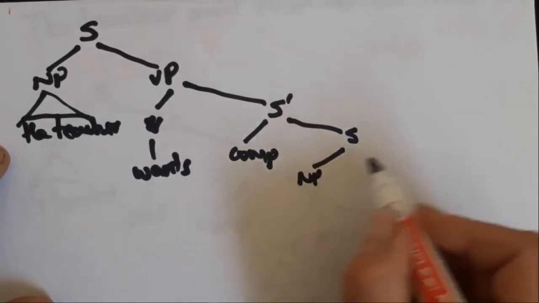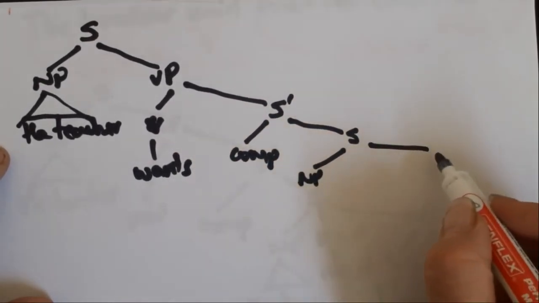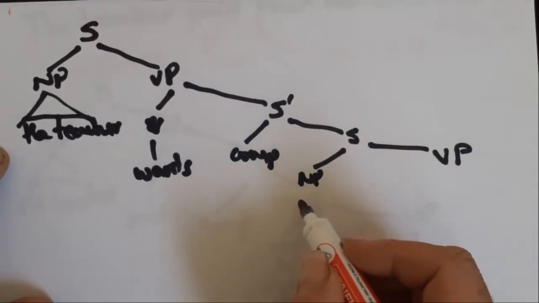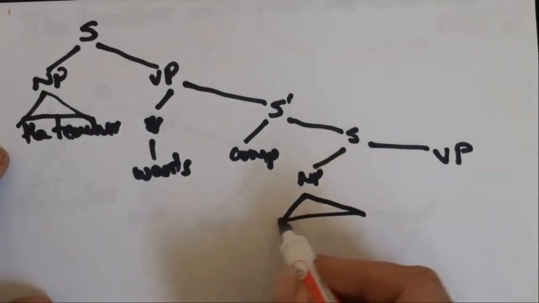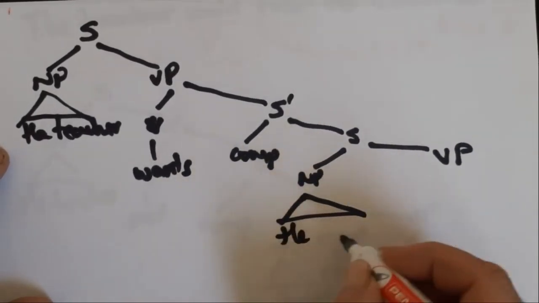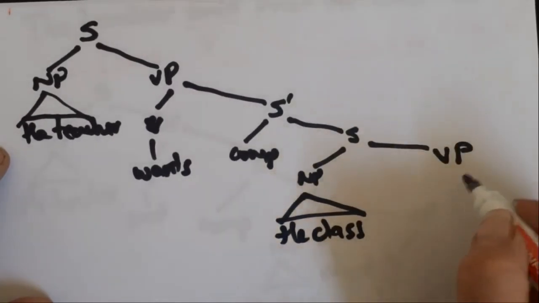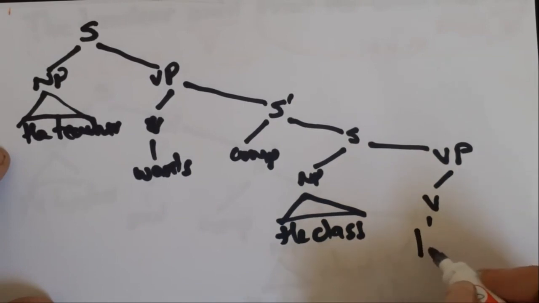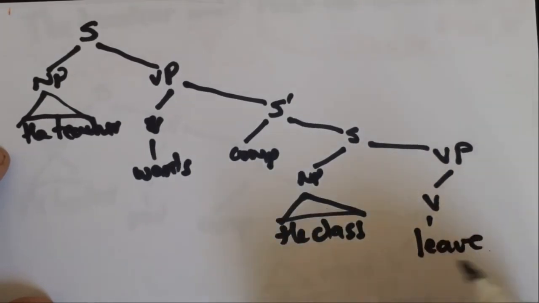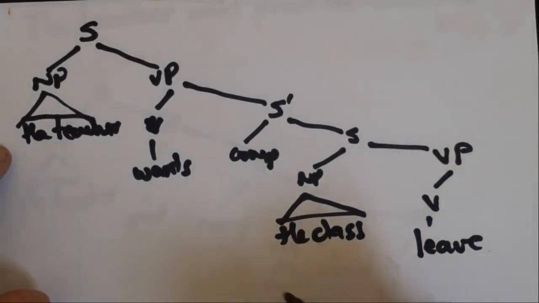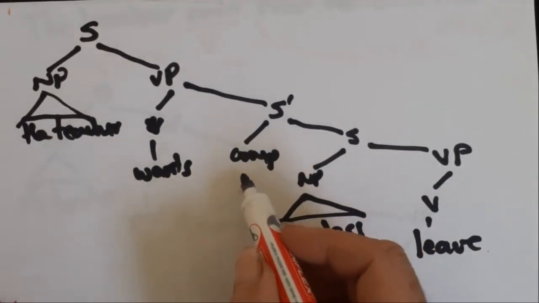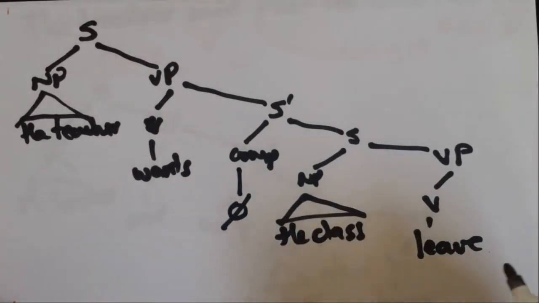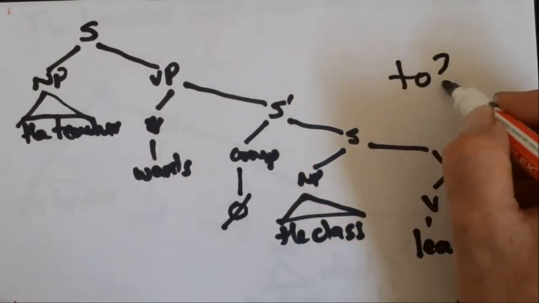S breaks into a noun phrase and a verb phrase. The noun phrase is going to be the class, and our verb phrase is going to be headed by the verb to leave. Now you'll immediately see that the complementizer is supposed to be there but there isn't anything there, and so we use an empty set symbol to show it's there.